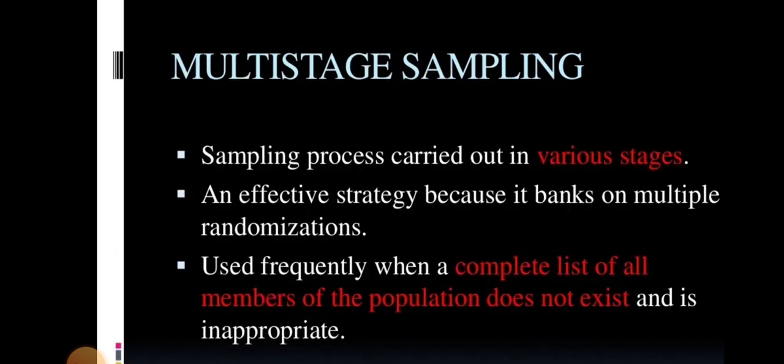Next comes multi-stage sampling. Here, the sampling process is carried out in various stages. It's an effective strategy because it banks on multiple randomization, and it is frequently used when a complete list of all members of a population does not exist and it is inappropriate. So the sampling takes place at various stages and is effective because of multiple randomization.